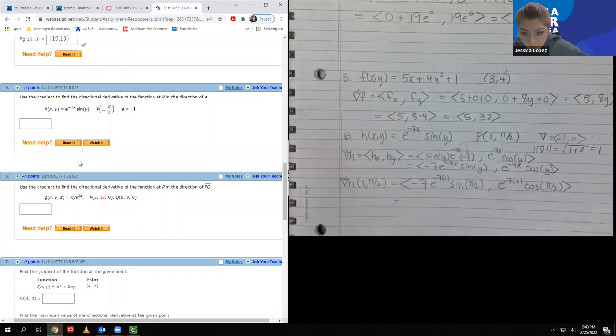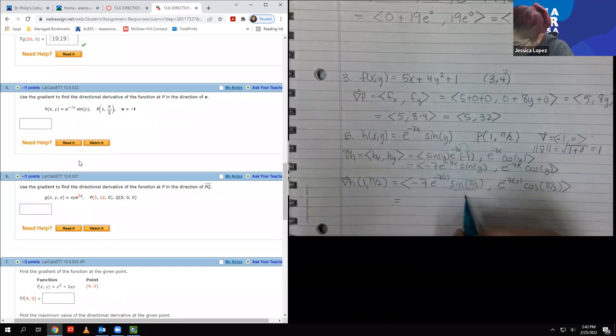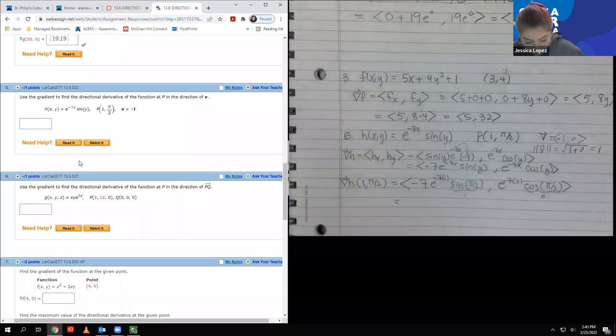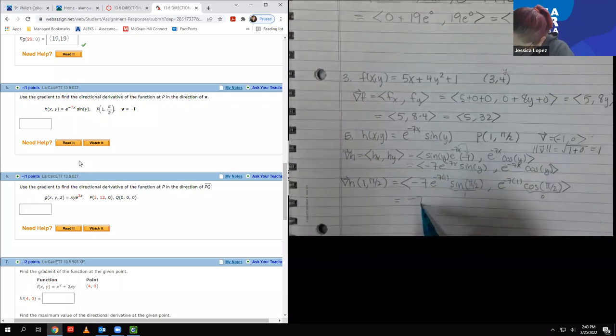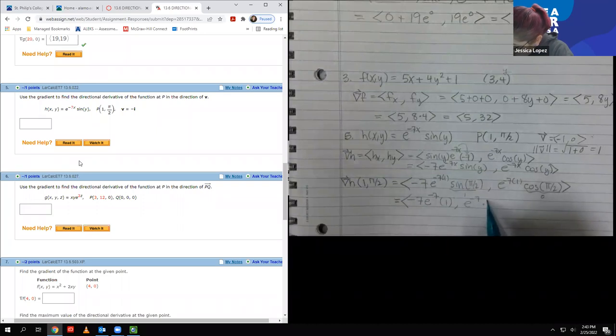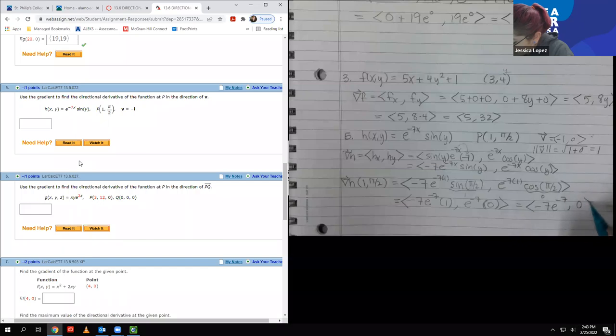Let's see. What is sine of pi over 2? The y value would be 1, I think. Sine of pi over 2 is 1. So this is 1. Cosine of pi over 2, I believe, is 0. But let me verify on my calculator. Yes. So I get negative 7 e to the negative 7 times 1. And over here, I get e to the negative 7 times 0. So what does that give me? That gives me negative 7 e to the negative 7, comma, 0.